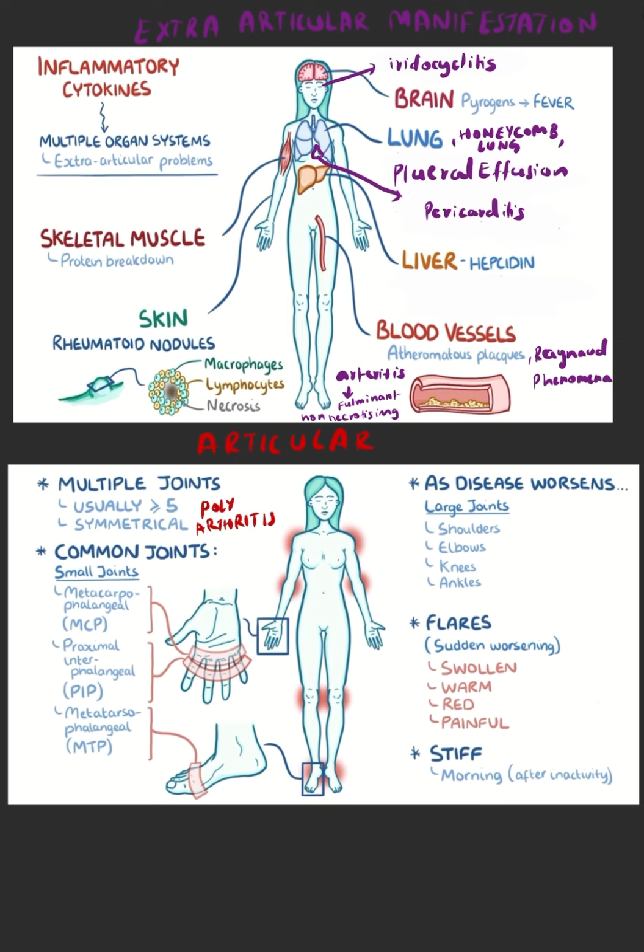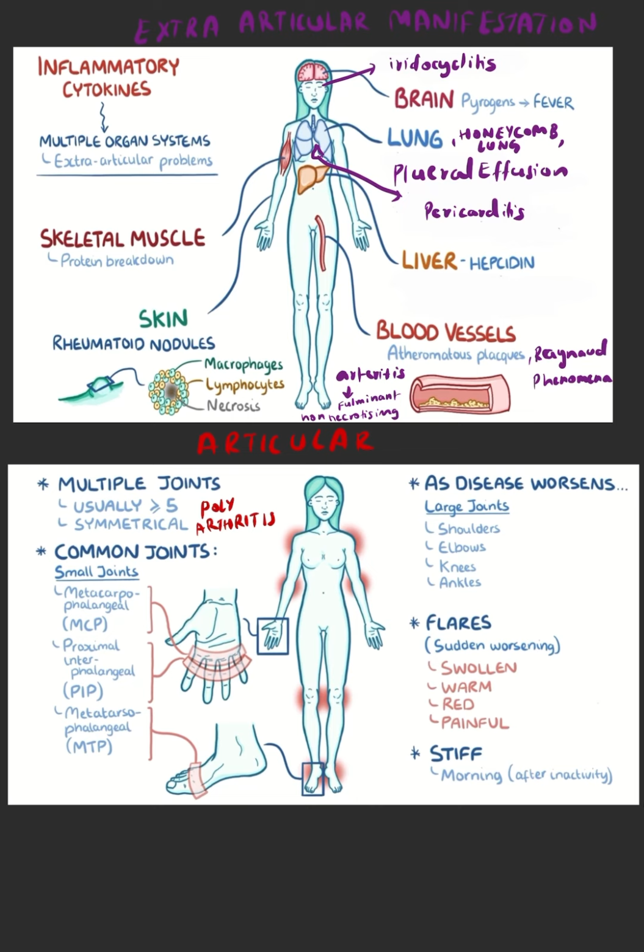A little down from the brain, there are the eyes, so iridocyclitis, inflammation. And then a little lower, lungs are there, so honeycomb lung and pleural effusion may occur. Then a little lower, in between the two lungs, you have the heart, so pericarditis might occur. A little lower down, liver involvement and inflammation of the liver may occur. At the same time, a little lower, blood vessels are present. In blood vessels, there are atheromatous plaques, Raynaud's phenomenon, arteritis ranging from fulminant to non-necrotizing arteritis, etc.